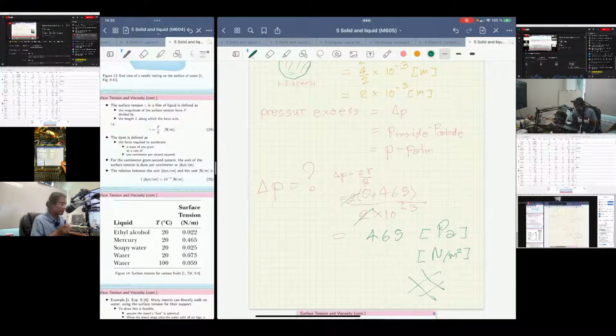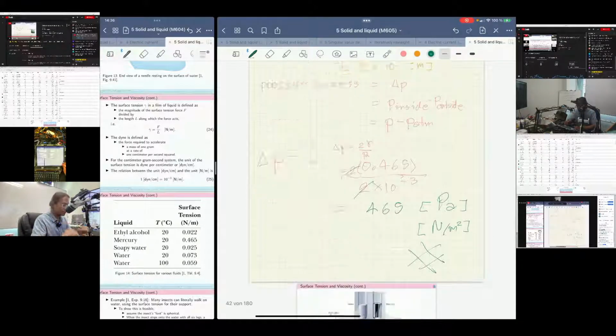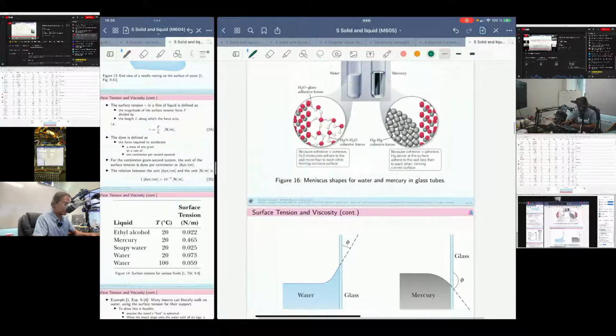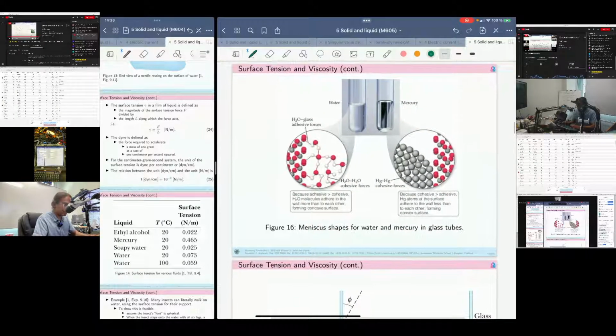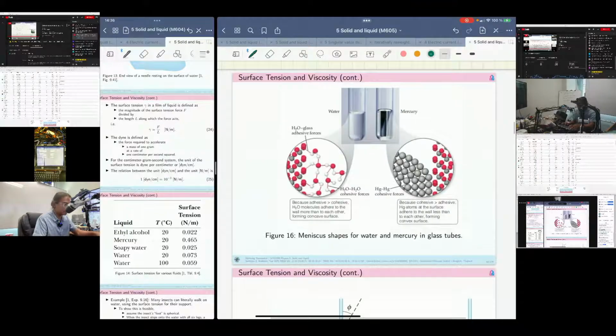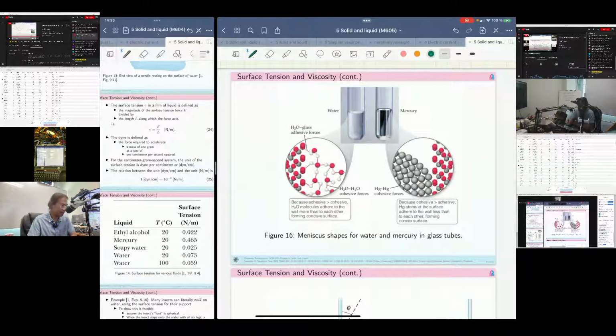All right, this is acceptable to you? Not too difficult, right? Now we go ahead with the next topic. We are still on surface tension, but we will consider a different setup, a more complicated setup.